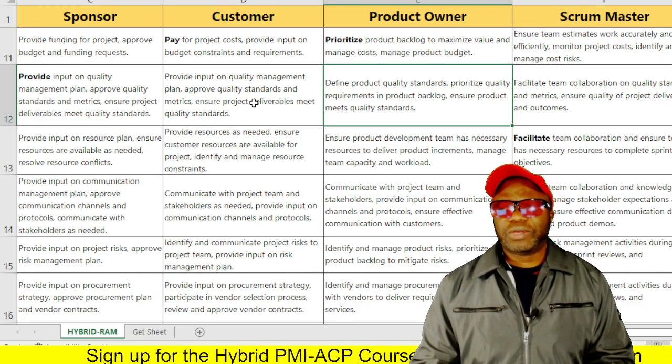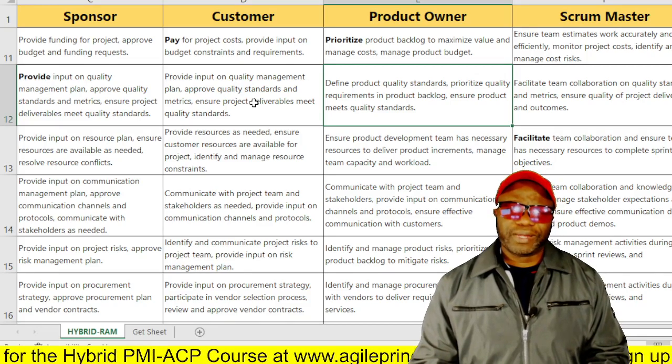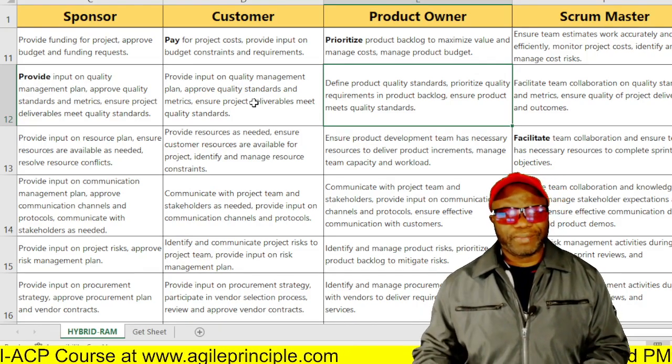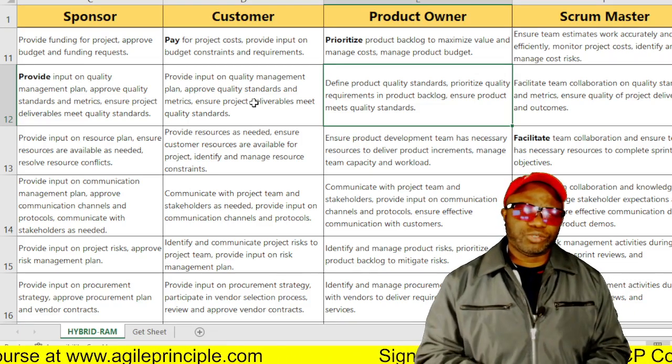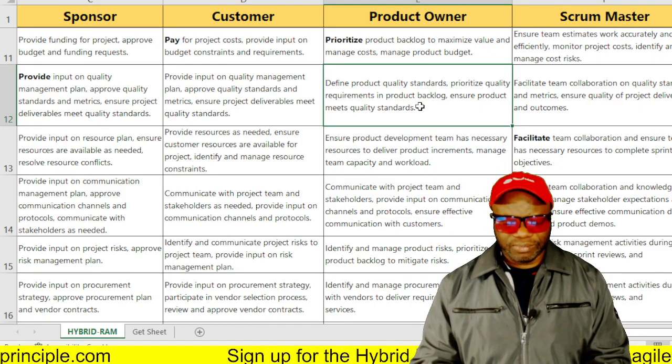The product owner defines the product quality standards, and in the world of Agile, we use two concepts. We use the concept of the definition of done, and we also talk about acceptance criteria. Now, definition of done pertains to the entire increment. Acceptance criteria pertains to a particular story. So those things could also come in handy here. Just keep those in mind.